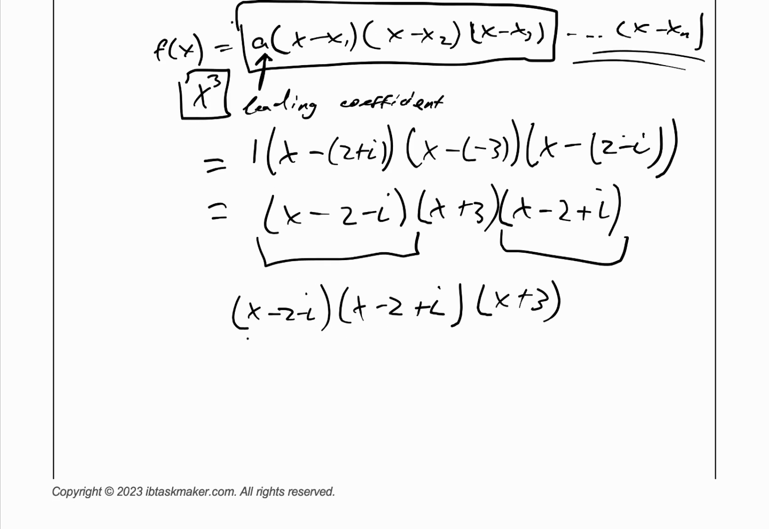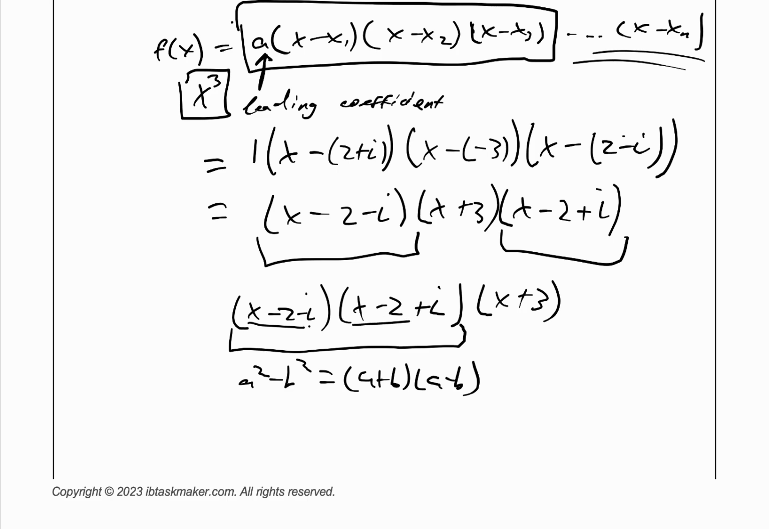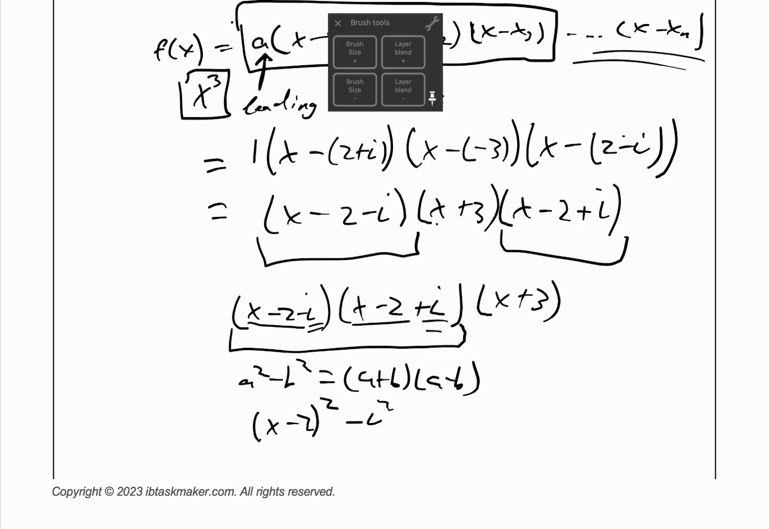Okay, so this thing is actually similar to the formula a squared minus b squared is equal to a plus b times a minus b, right? In this case, a would be x minus 2 and b would be i. So we can say that this is x minus 2 squared minus i squared, okay? So just a second.